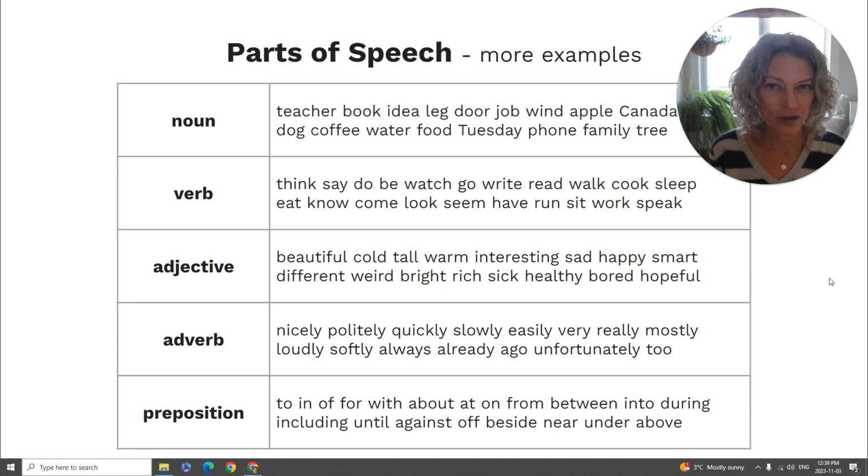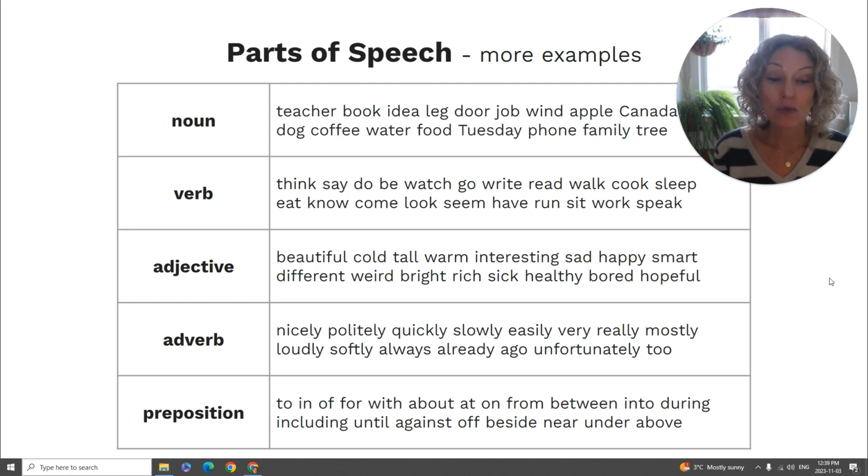Okay, next one, adverb. I hope you remember the trick for knowing what that part of speech does in the sentence. Do you remember? Adverbs describe verbs, as in how or in what way an action happened. So nicely is another example of an adverb. How did she ask? She asked nicely. Politely, quickly. How did he walk? He walked quickly. Slowly. So are you noticing a lot of these words end in ly?